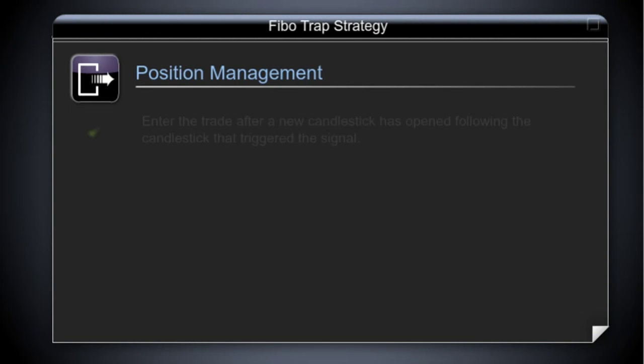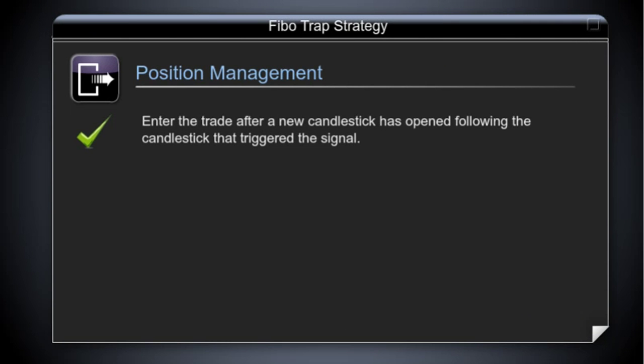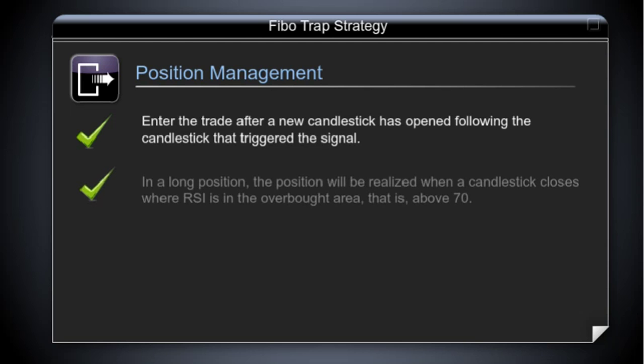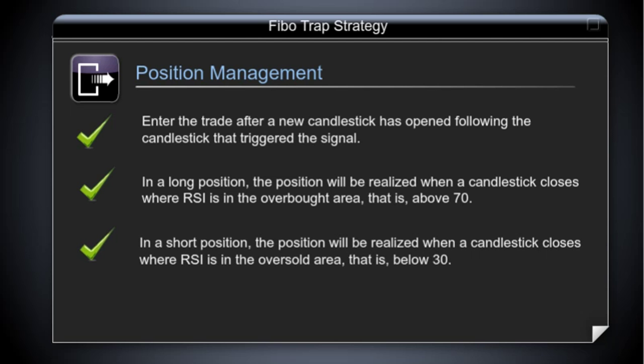Enter the trade after a new candlestick is opened, following the candlestick that triggered the signal. The position will be realized using the RSI indicator. In a long position, the position will be realized when a candlestick closes where RSI is in the overbought area, that is, above 70. In a short position, the position will be realized when a candlestick closes where RSI is in the oversold area, that is, below 30. The stop loss should be set 5 pips from the signaling candlestick.